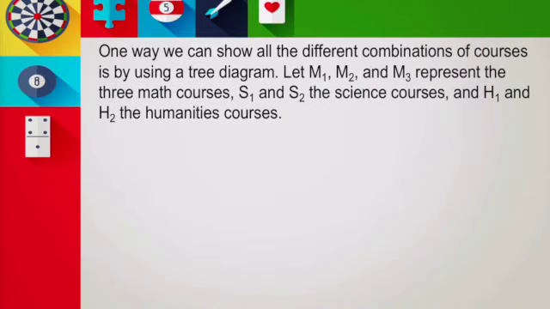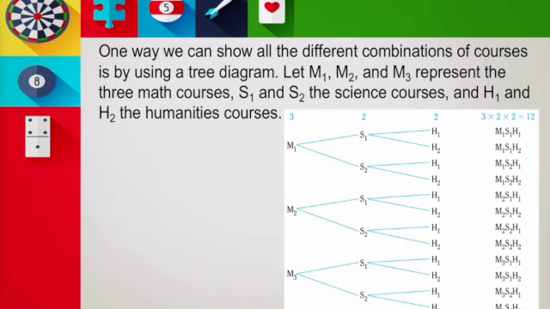So one way that we can show all of the different combinations of courses is by using a tree diagram. So she's got 3 math options, so we'll call those M1, M2, and M3. She's got 2 science options and 2 humanities options. So we can make a tree diagram. So we start with her 3 math options. And for each of those math options, she can choose Science 1 or Science 2. And so that gives her 6 different possibilities.